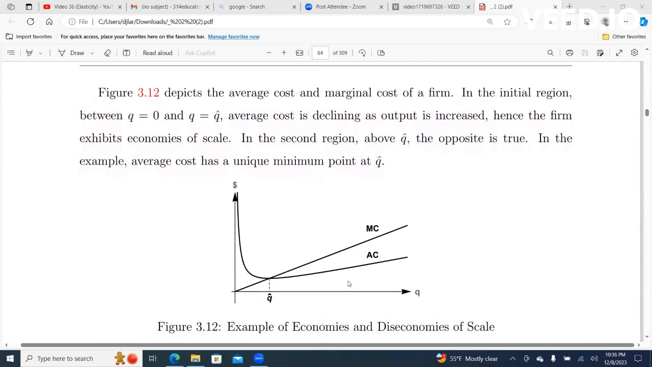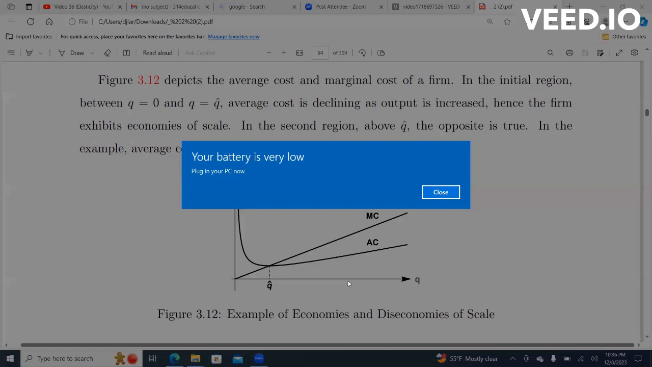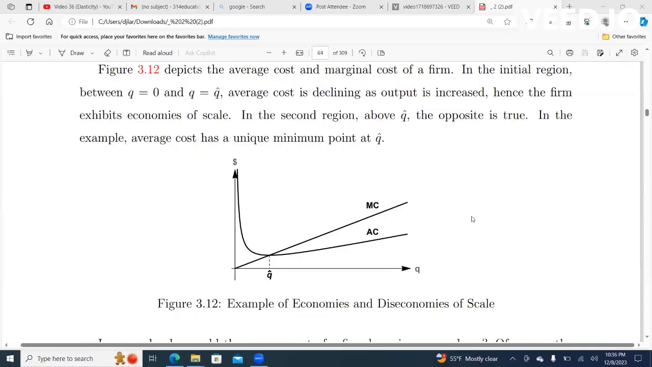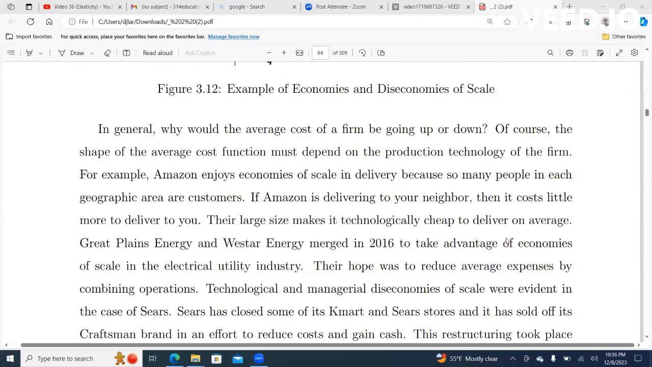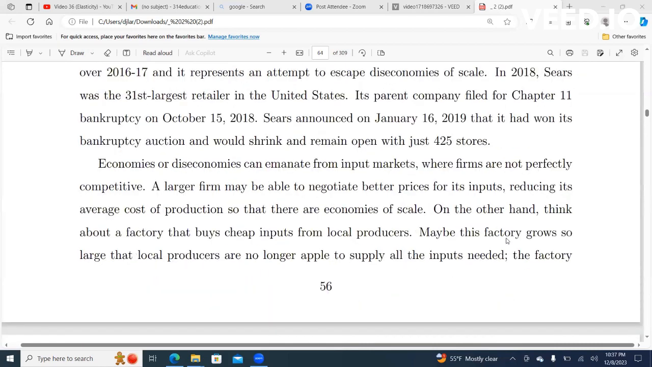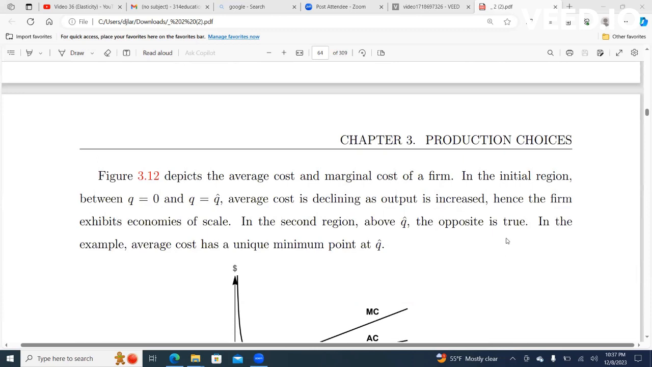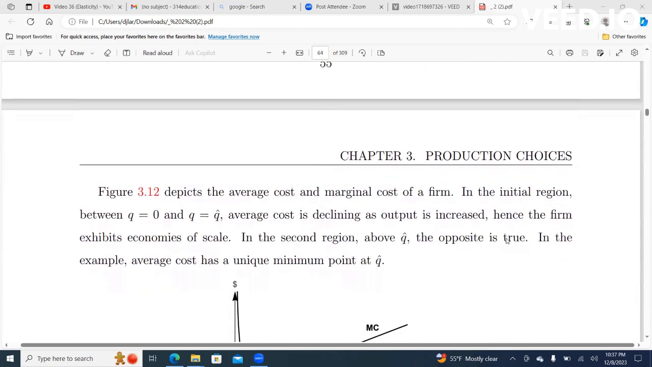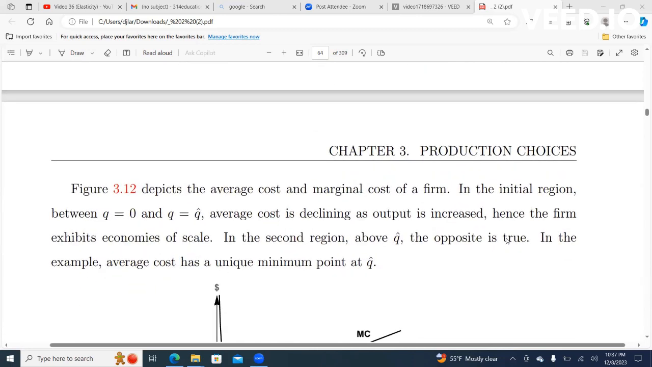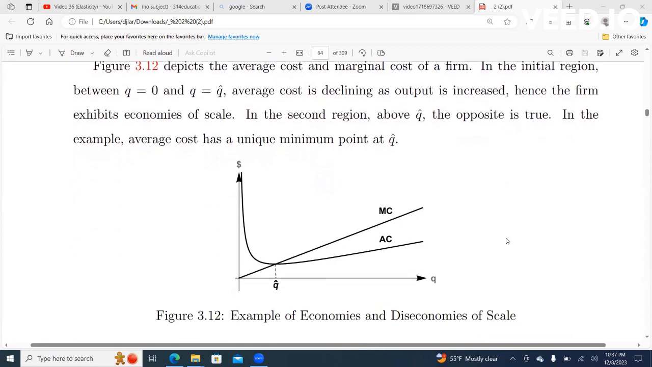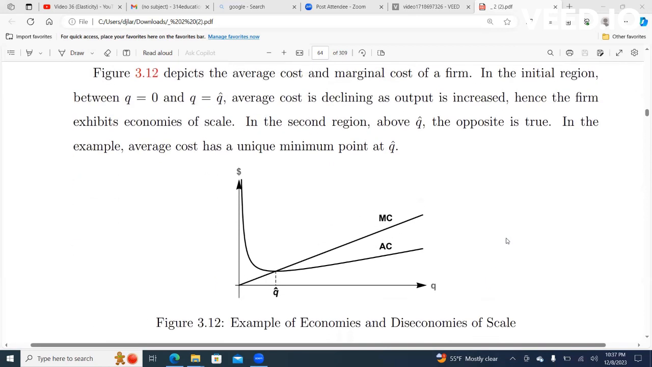Let's just kind of take a look ahead here. Okay, so they kind of give some examples that we don't need, but slowly but surely, I kind of know the homework that's coming up. We viewed it in some other videos, but these graphs are important. So figure 3.12 depicts the average cost and marginal cost of a firm.